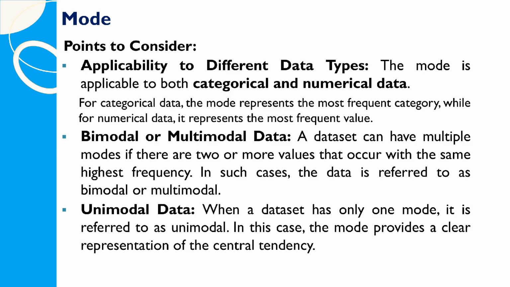The mode is a measure of central tendency that applies to both categorical and numerical data. For categorical data, it identifies the most frequent category, and for numerical data, the most frequent value. A dataset with one mode is called unimodal, while datasets with two or more modes are referred to as bimodal or multimodal, depending on the number of frequent values. This makes the mode useful for understanding the frequency distribution in various types of data.